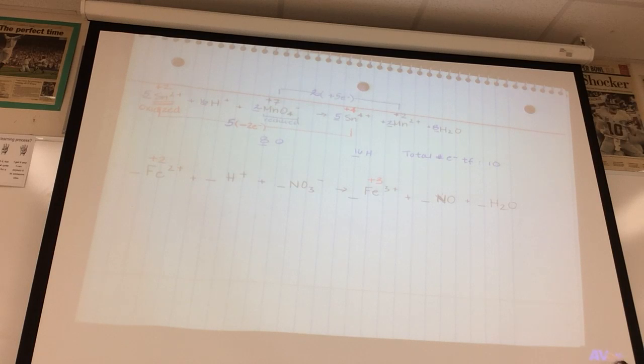Now what? The nitrate and the N are going to change. Here, it's +5. Oxygen's more electronegative, so that's -2. So this nitrogen is +2.